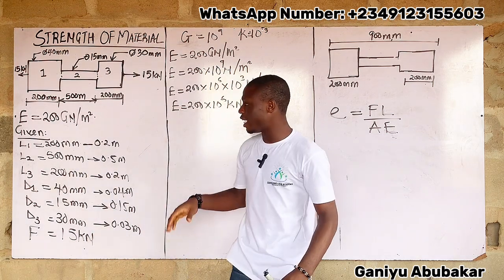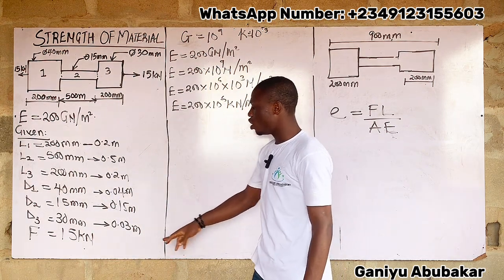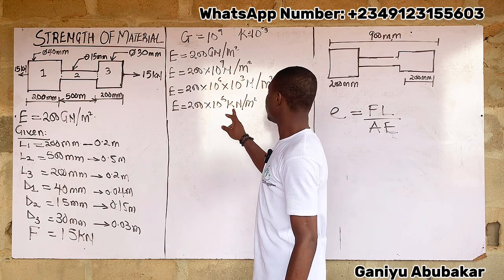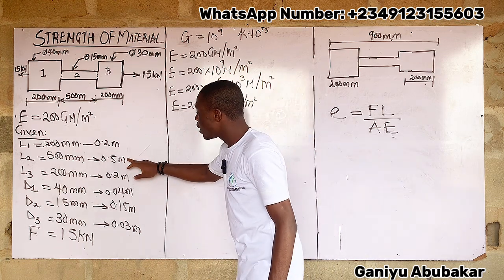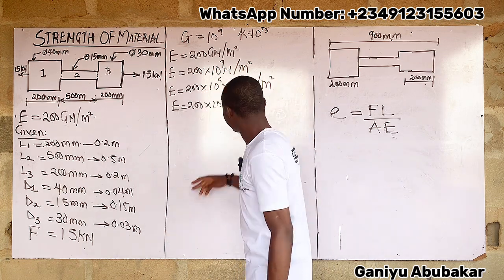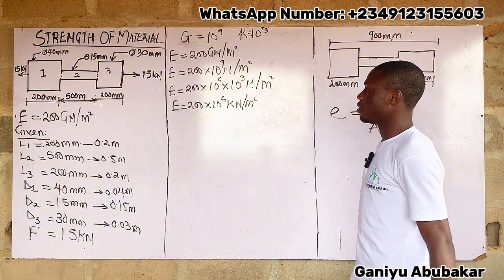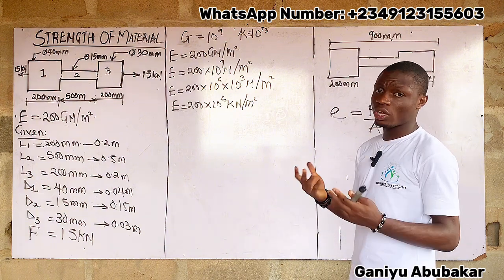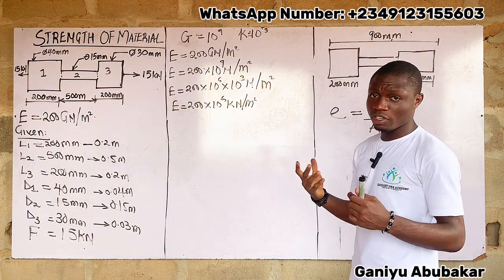So observe that they are now uniform. This is kilonewton, no problem. Meters, meters, meters, meters, meters, meters, and meter squared. So they're still the same thing, please. So at this point now, I can proceed to solving these questions.